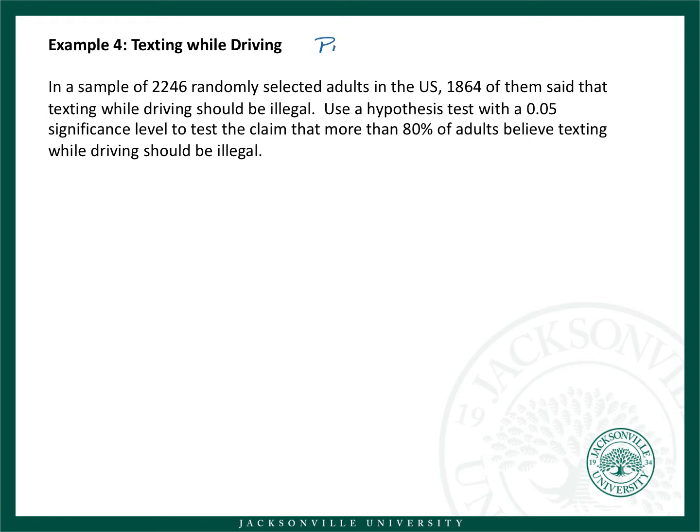So hopefully you can see here that this is dealing with a population proportion. So we're looking at a p-value, and here p represents the percent of adults who believe texting and driving should be illegal. Okay? All right, so let me highlight the claim again. So we're going to test the claim that more than 80% of adults believe in that.